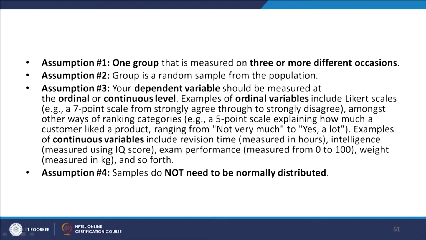One group that is measured on 3 or more different occasions. I said one group, that is the sample respondents are the same, measured once, twice, thrice, maybe 4 times. The group is a random sample, so there is no selection bias. Your dependent variable should be measured at ordinal or continuous level. In ANOVA, if you remember, the dependent variable was continuous.